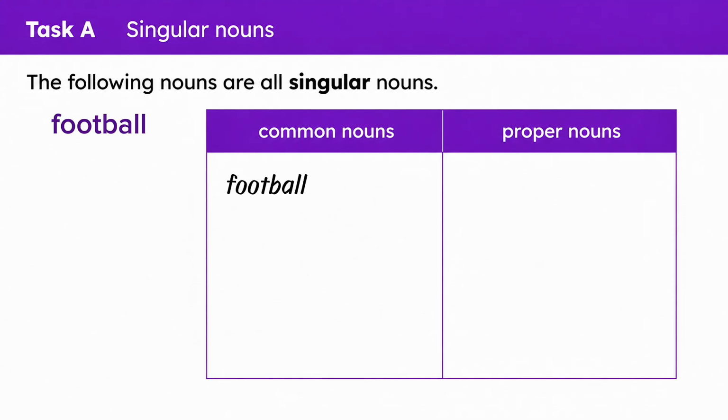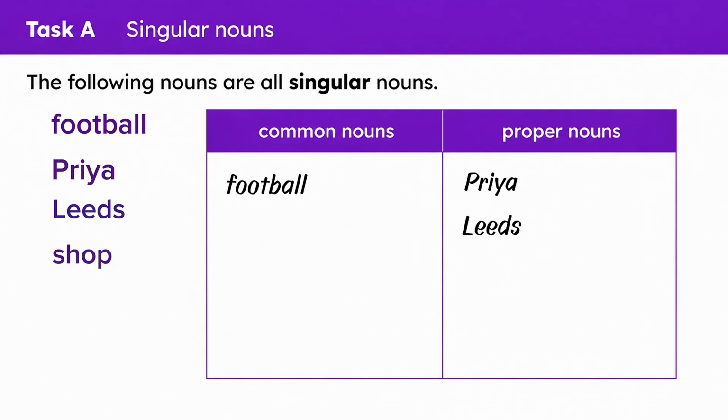Football. Football is a common noun because it hasn't got a specific name. It's just a thing. Priya is a proper noun. Well done. I know that because it is the specific name of somebody and it has a capital letter. Leeds. Leeds is also a proper noun because it is the specific name of a place, a city in England, and it has a capital letter.